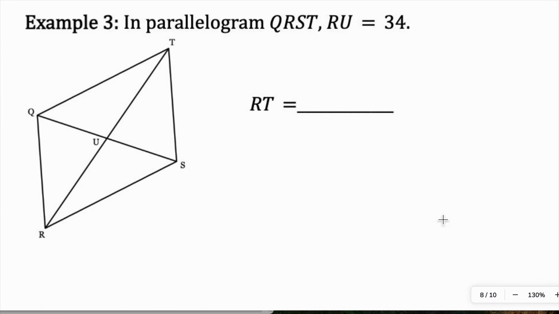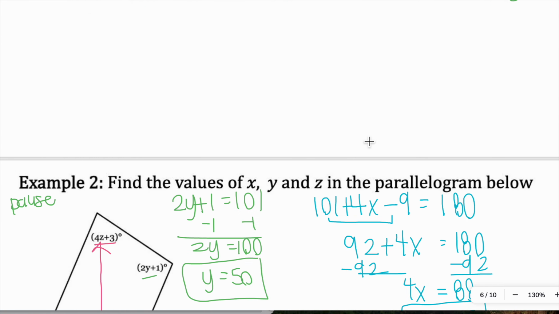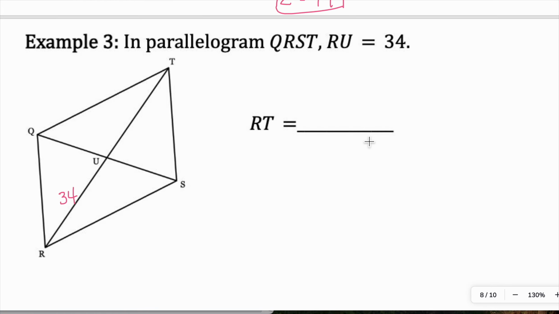All right, let's go ahead and look at example 3. It says in the parallelogram QRST, RU is equal to 34. So I'm going to try to find RT, remember, with diagonals. Diagonals bisect each other in parallelograms. So if R to U is 34, that means U to T should also be 34. So to find RT, that'd just be 34 plus 34, 34 times 2, and I'm going to get 68.